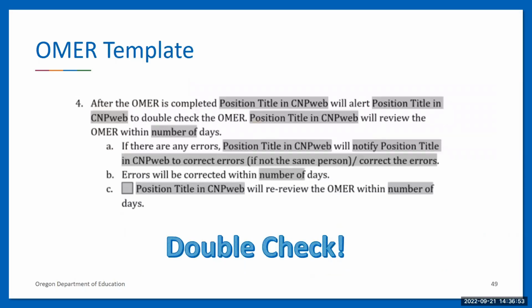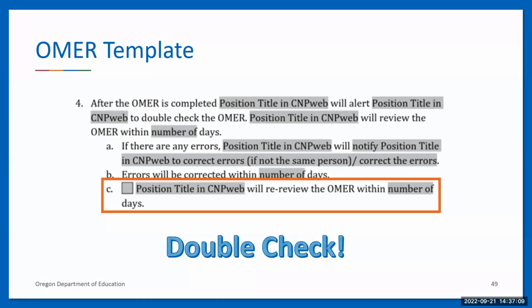Step 4 is the all-important double check system. In this step, you're naming the position that will double check the OMER, the time frame they have to do so, and the who and what if there's an error that needs correcting. If there's a triple check, complete the who and when that will occur as well.